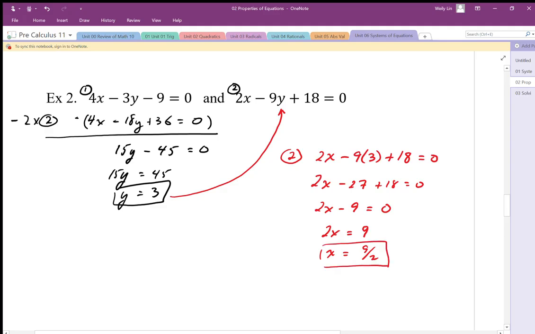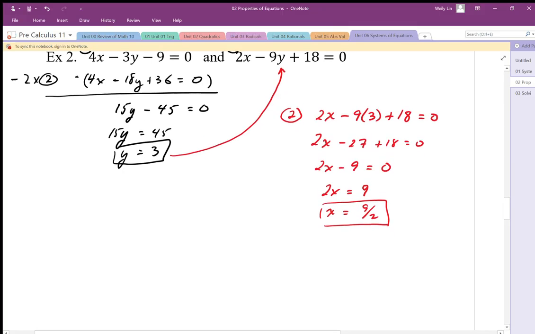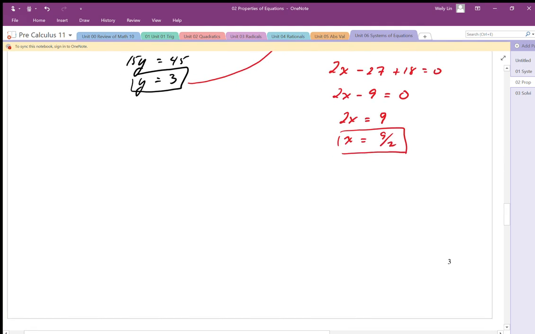Okay, and then we can always double check. X is 4.5, so I get 4 times 4.5 is going to be 18, minus 3 times 3, which is 9, so I end up with 9. 18 minus 9 equals 0. That works. Here I end up with 9 over 2 times 2 is 9, minus 9 times 3 is 27, so 9 minus 27 is negative 18, plus 18 equals 0. Okay, so it does work out. So we can check by substituting back and checking to see that it actually works.